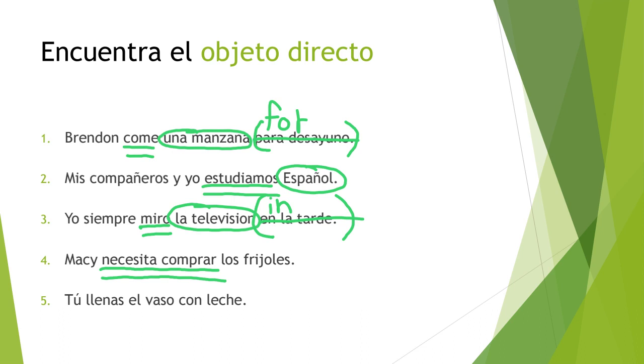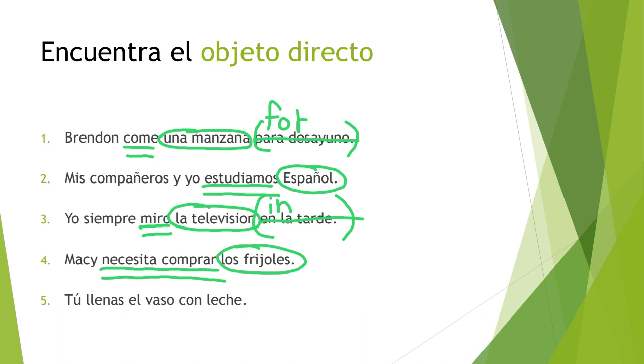And then the second verb, comprar, we just leave it alone, and we can just put them right beside each other. But then we still ask the same question, what does Macy need to buy? And in this case, it's los frijoles, so that's our direct object. You'll also notice that the direct object always comes after the verb. So it never comes before the verb. And again, that's a big help.